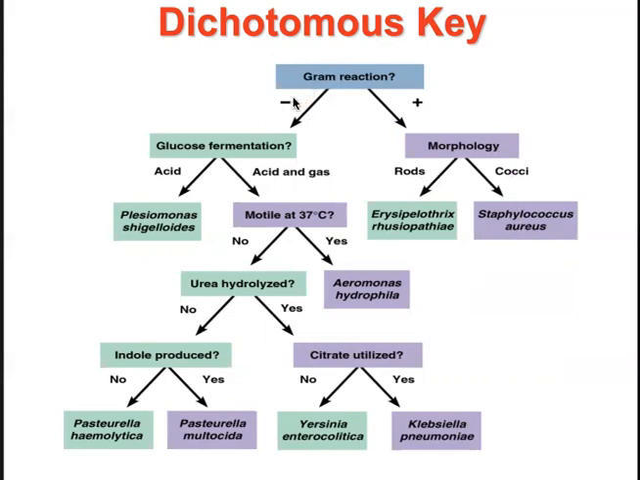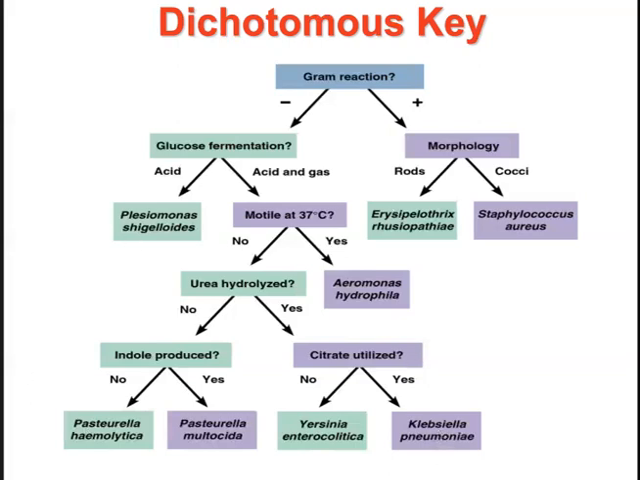If they are cocci, they could be this organism. Now, what if they are gram negative? The color is red. Check their ability to ferment glucose. Can they ferment glucose and produce acids? They could be this organism. Or if they could ferment glucose and produce acids and gas, are they motile? Can they move? If yes, this could be the organism. If no, check if they're able to hydrolyze urea. If they could, it could be this organism. Next, could they utilize citrate? If so, this could be the organism.